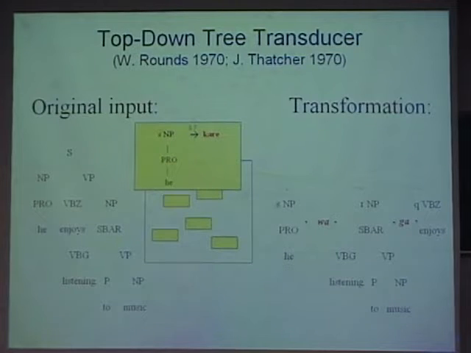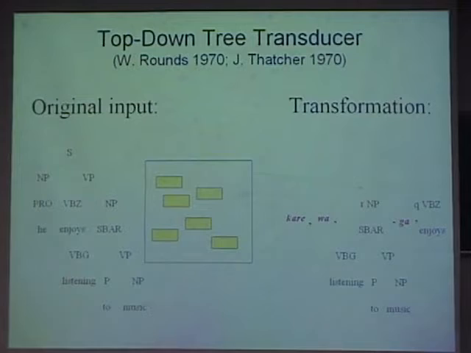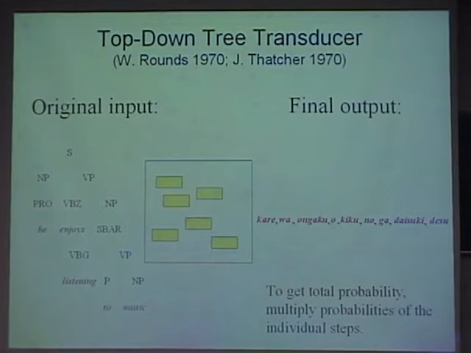Here's another rule that might fire. If you're in state S and you see NP pro he, then you can translate that whole subtree into one tiny little Japanese word with some probability. You do that, and then to get the total probability of getting from there to there, it's more or less you multiply all the probabilities of the individual steps.